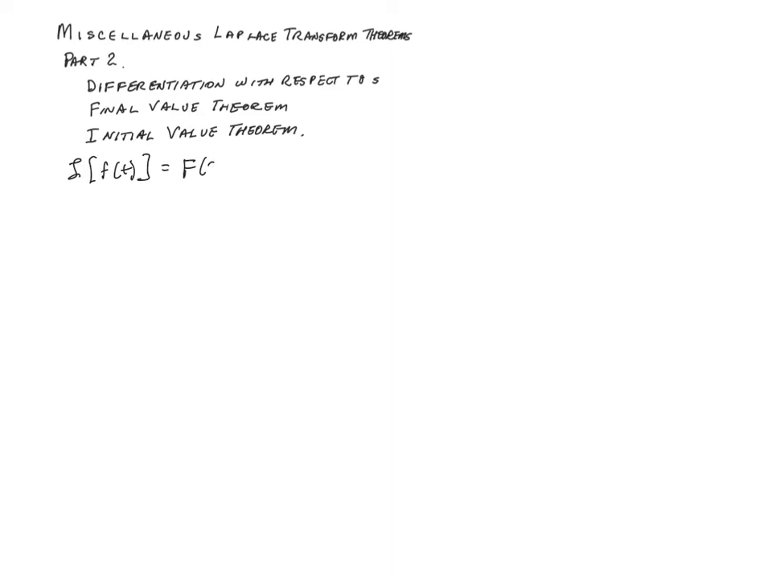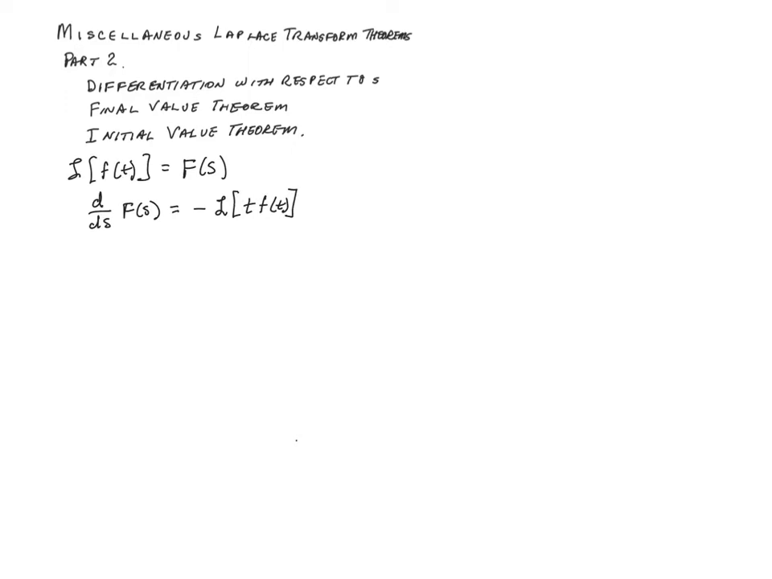This is equal to F of s. Now I'm going to take this Laplace transform F of s, and I want to differentiate it with respect to s, d by ds of F of s. And the question is, what does that result in? And the answer is that it comes out to be minus the Laplace transform of t times f of t. In other words, when we differentiate by s, it's equivalent to finding the Laplace transform of t times whatever f of t we started with before.